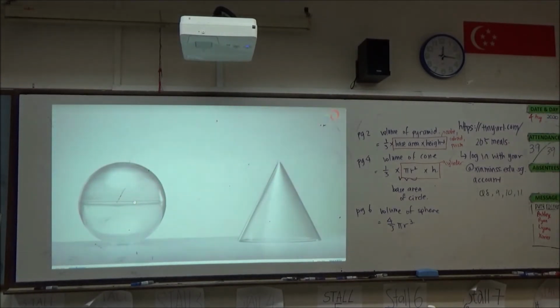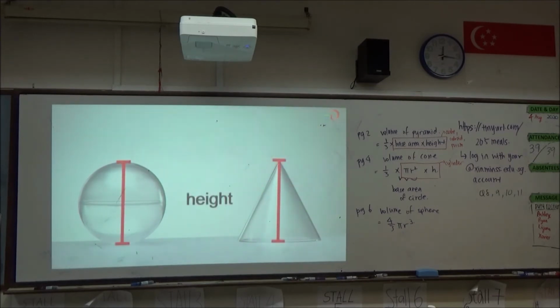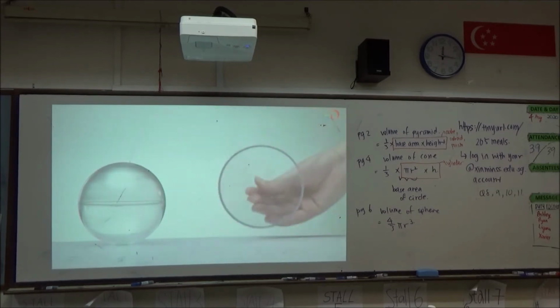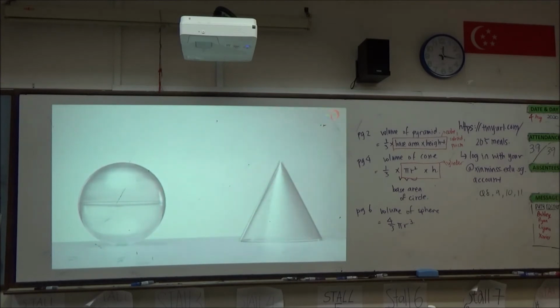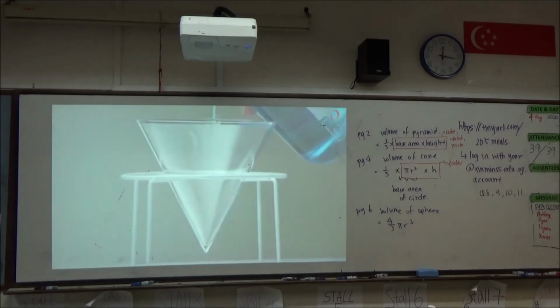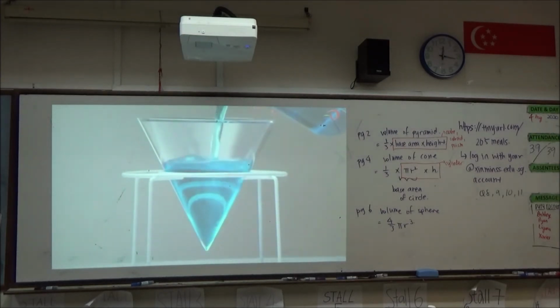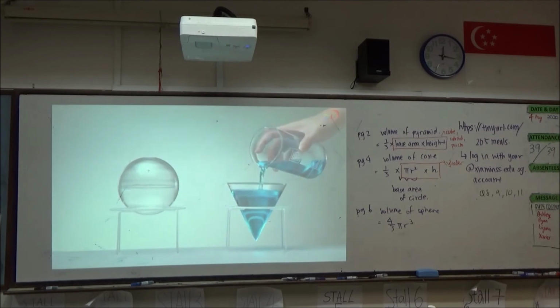We have a cone and a sphere. Can you see that the height of the cone is the same as the diameter of the sphere? And the diameter of the base of the cone is also the same as the diameter of the sphere. But which one has the larger volume? Let us find out. Let's fill the cone to the brim with water. The amount of water represents the volume of the cone.